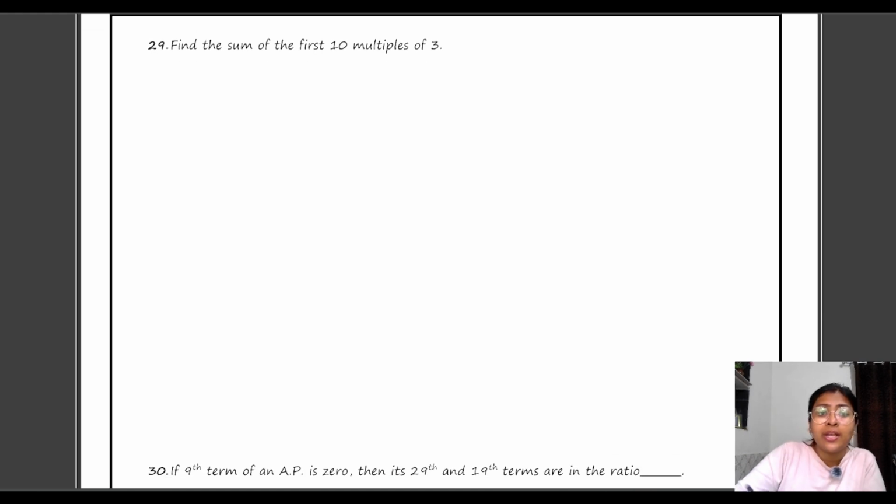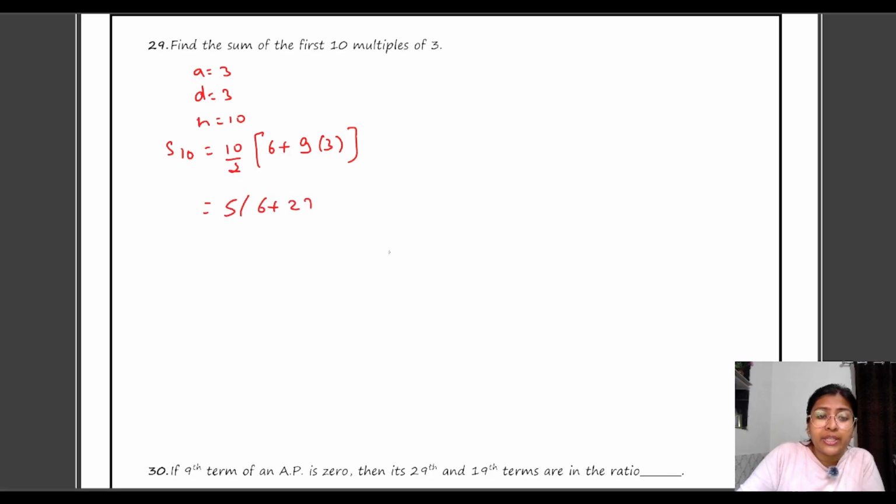Again an easy question. The sum of the first 10 multiples of 3. The first term a is 3, the common difference is 3, and the number of terms is 10. We need to find S10. S10 is n by 2 bracket 2 into a, that is 6, plus 9 into d, that is 3. Simplifying it, 10 by 2 will be 5. So 5 into 6 plus 27, and 6 plus 27 will be 33.